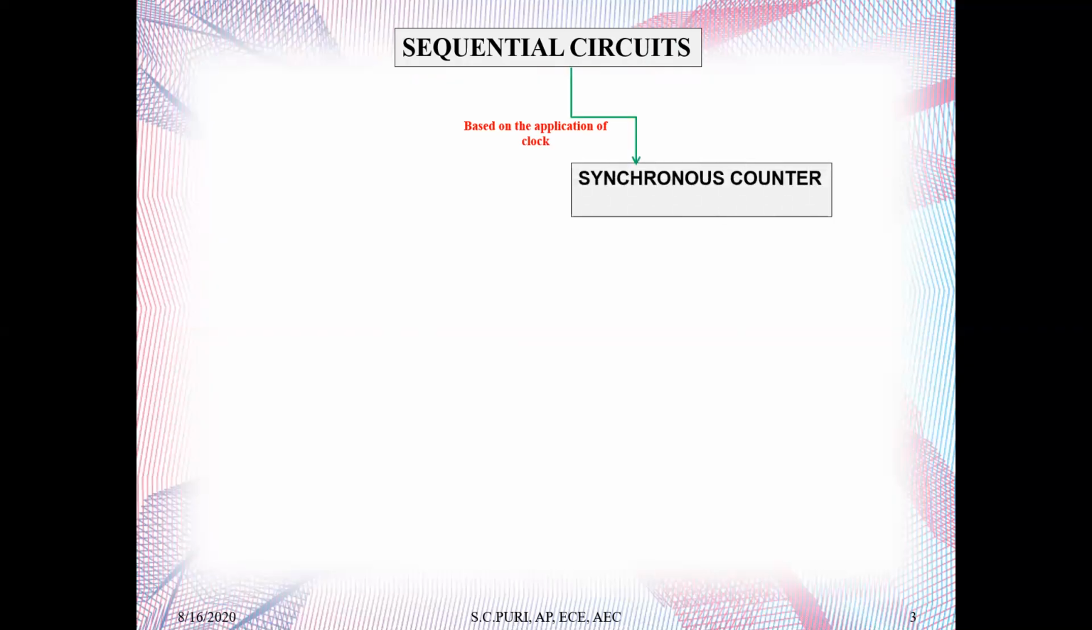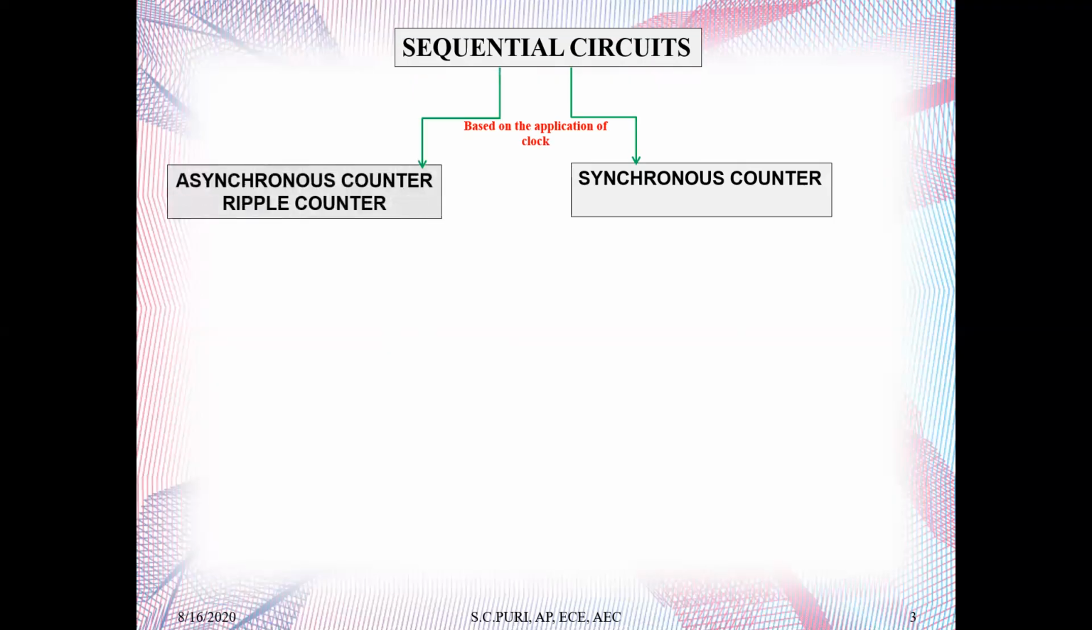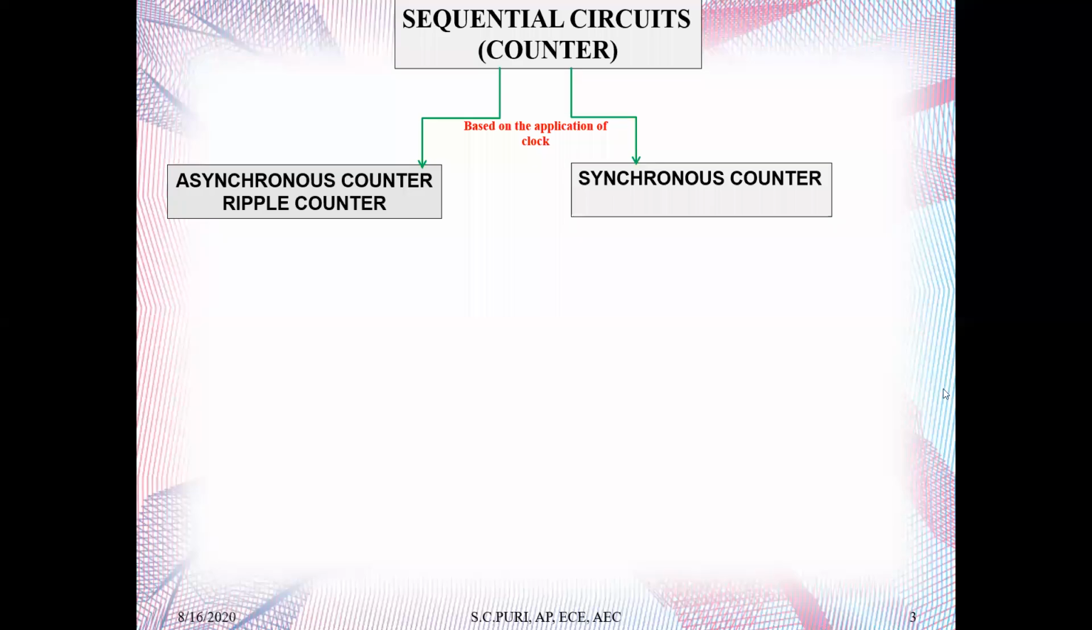So we know that sequential circuits, if classified based on the application of clock, are broadly of two types: synchronous counter and asynchronous counter. Now we will focus on the asynchronous counter.